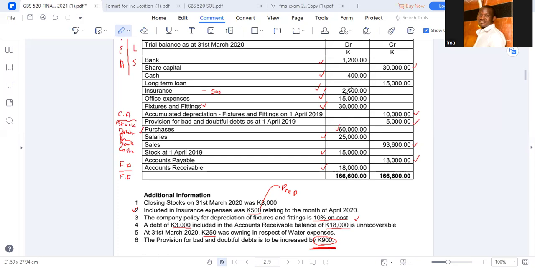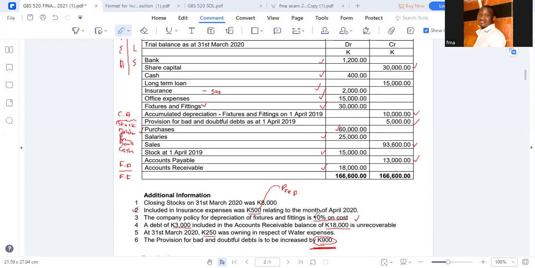to remain with 1,500. Adjustment number 3 is a depreciation calculation of 10% on cost. So the calculation that we have here, 10%, the cost is 30,000. So meaning we're going to charge 3,000 as an expense in our profit and loss account of the income statement. The same 3,000 will be added to the 10,000 as part of the accumulated depreciation in the balance sheet.